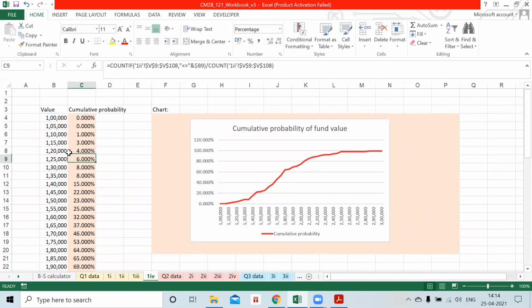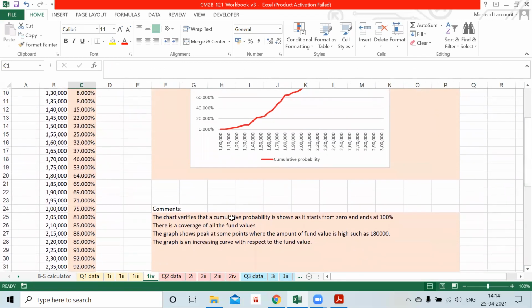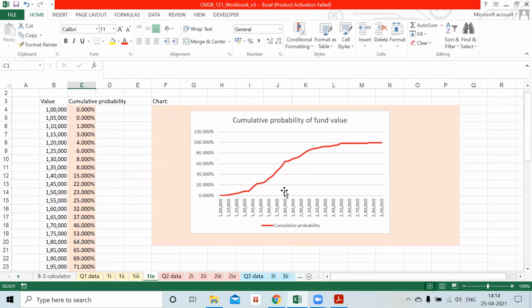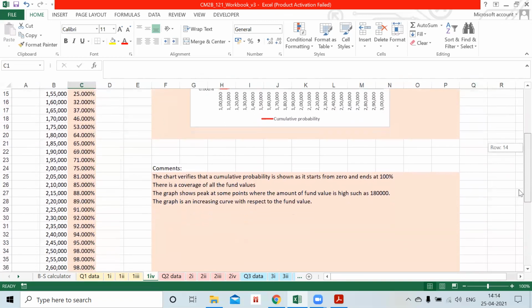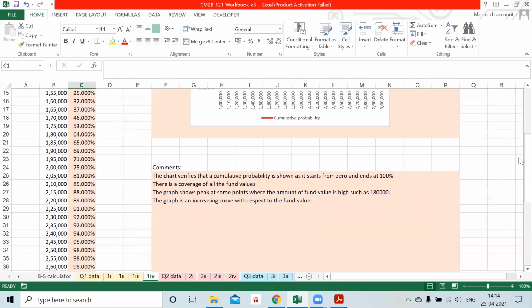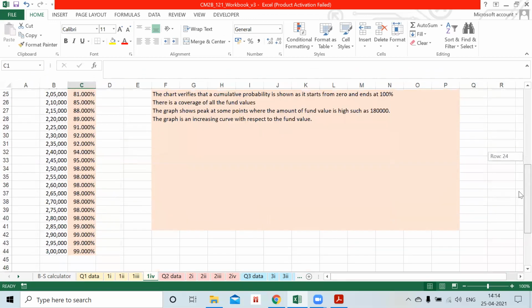Each of these fund values has a cumulative probability which is obviously increasing. The chart verifies that the cumulative probability starts from 0 and ends at 100, covering all fund values. The graph shows peaks at some points where the fund value is high, such as 180,000. If you see, there are fluctuations, some peaks at this point. The graph is an increasing curve; obviously, it's cumulative and it reaches 100%.